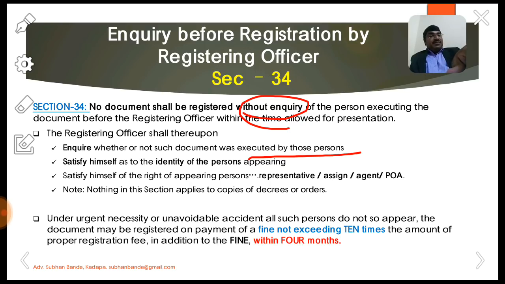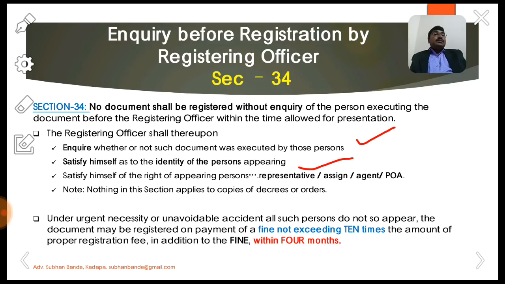He should satisfy himself as to identity of the persons appearing. Hence, they need to show certain identity proofs like voter ID card, PAN card, driving license, or any other card which is recognized for identity of the persons. The registrar should satisfy himself as to the identity of the persons appearing using certain documents, certain cards like PAN card, Aadhaar, etc.